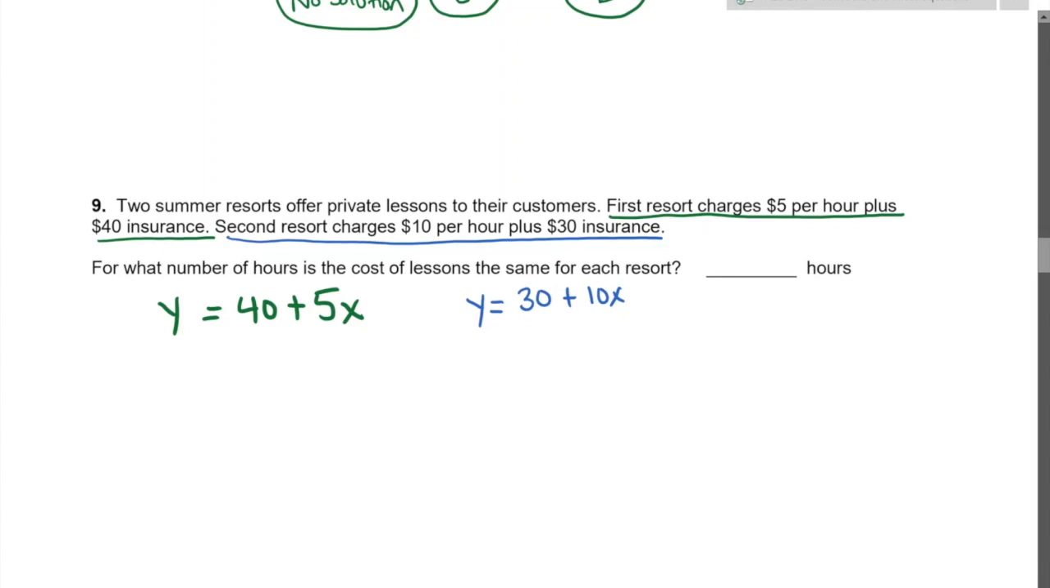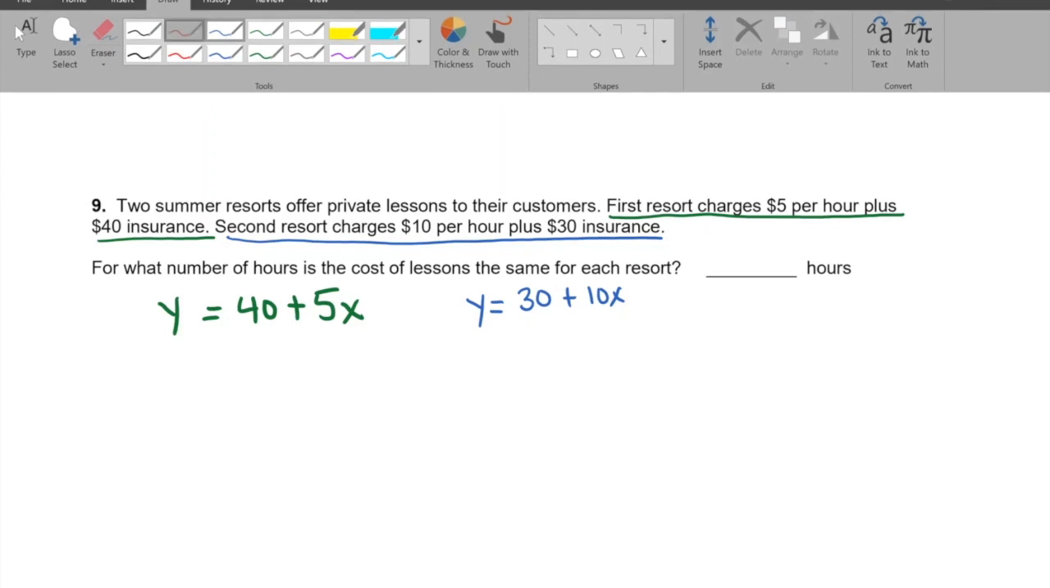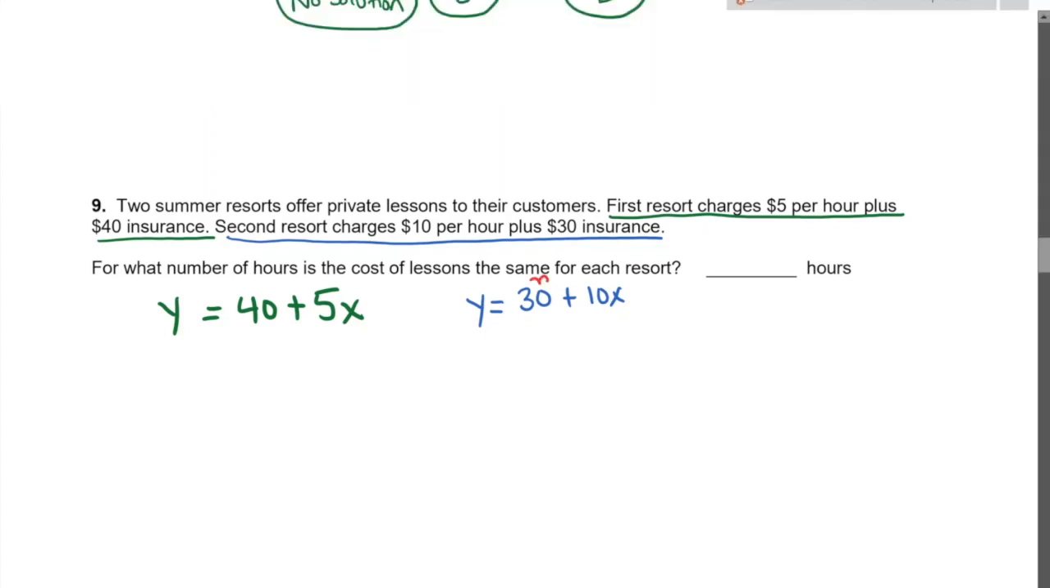So for what number of hours is the cost of lessons the same for each resort? So we need to solve for x. Well, there's an easy way to do this. Substitution. So cloud this up. And what does the cloud equal? The cloud equals y. So let's replace this and substitute it for the y in the green one. So replace it here.